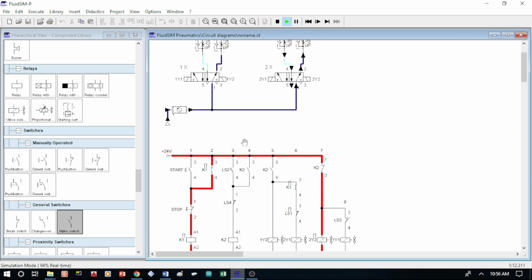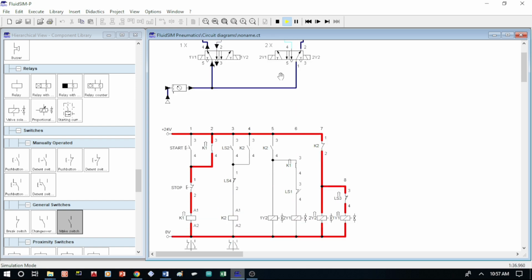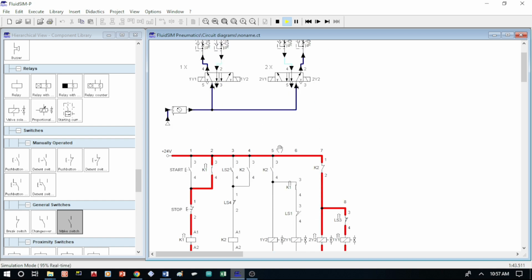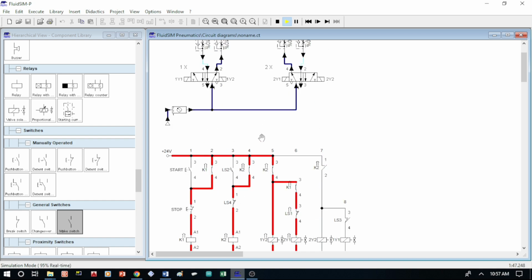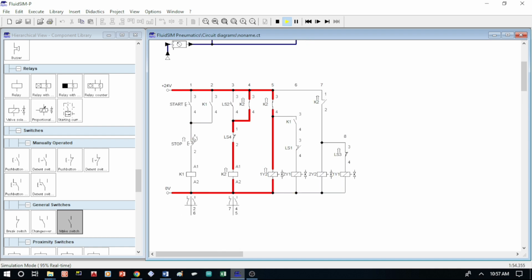And as cylinder A moves forward, it triggers limit switch LS2, which activates relay coil K2. This closes the K2 contact in line 5, energizing solenoid 1Y2, causing cylinder A to retract, or A-min. The cycle repeats continuously in a motion pattern B+, B-min, A+, and A-min, and it will stop only when the stop button is pressed.